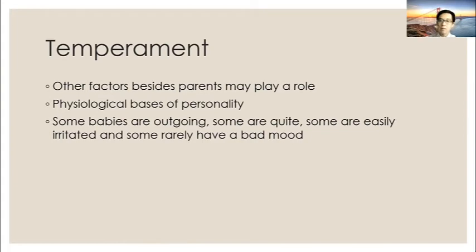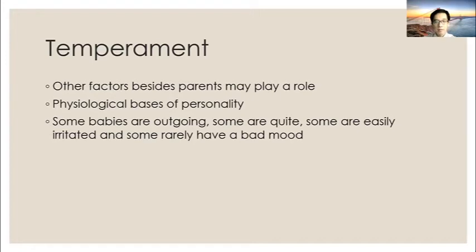Some babies are really outgoing. They like to interact with the environment and with other people. They make eye contact with people. They are curious about other people. But some babies are not really outgoing. They like to stay alone. Some babies are really quiet. Some babies are really noisy, or they like to make sounds, or they are active. Some babies are easily irritated. They get upset really easily.